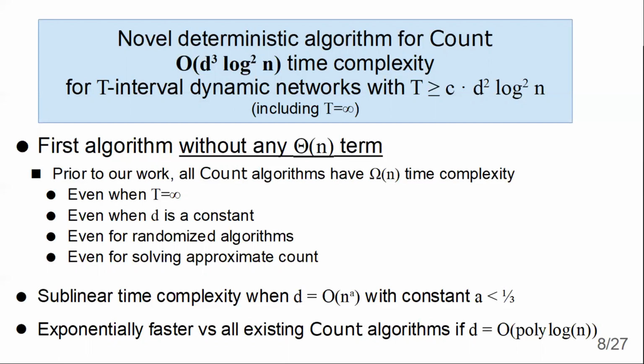Furthermore, the time complexity of our novel count algorithm becomes sublinear when d is O(n^a) for some constant a smaller than 1/3, and is exponentially faster than all existing count algorithms when d is polylogarithmic.